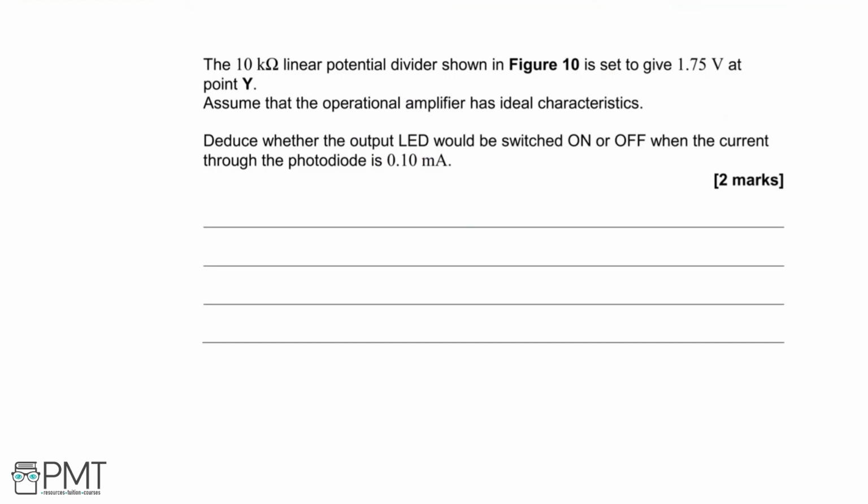The 10 kilo ohm linear potential divider shown in figure 10 is set to give 1.75 volts at point Y. Assume that the operational amplifier has ideal characteristics. Deduce whether the output LED would be switched on or off when the current through the photodiode is 0.10 milliamps. So let's go back to the diagram.